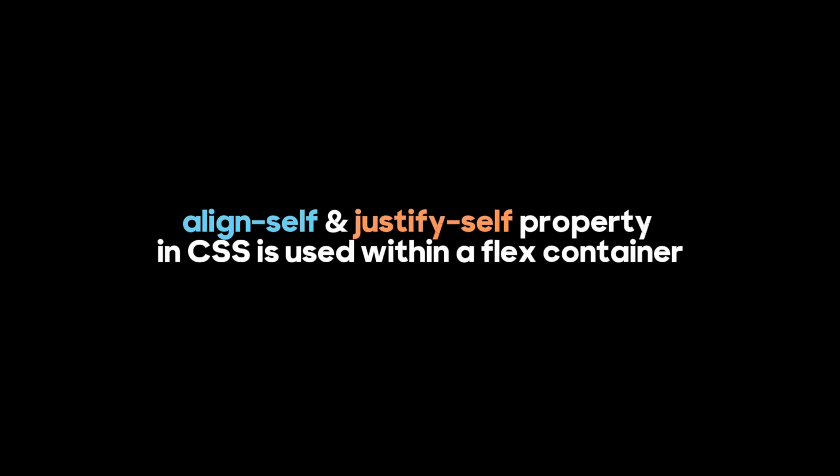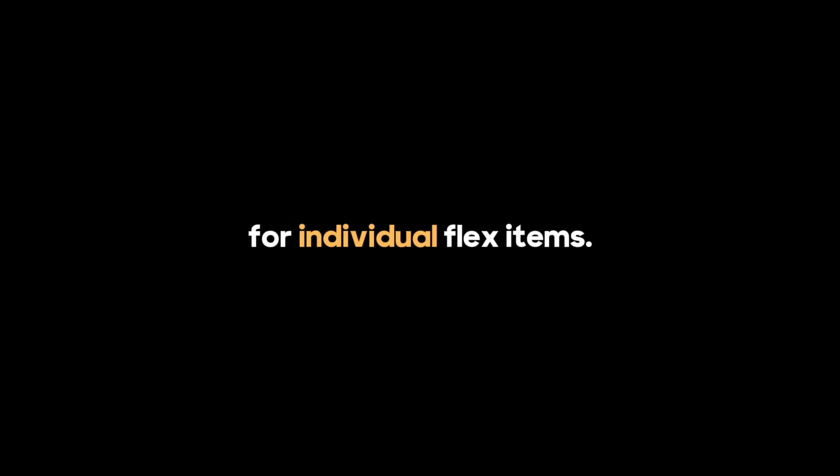Align Self and Justify Self property in CSS is used within a Flex container to override the default alignment set by the Align Items and Justify Content property for individual Flex items. For example, we have a heading 1 and a paragraph. Both are aligned to center.